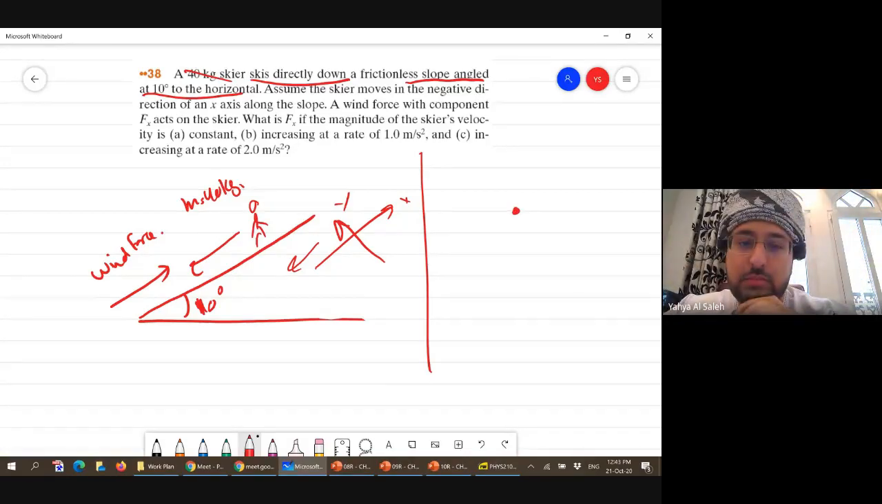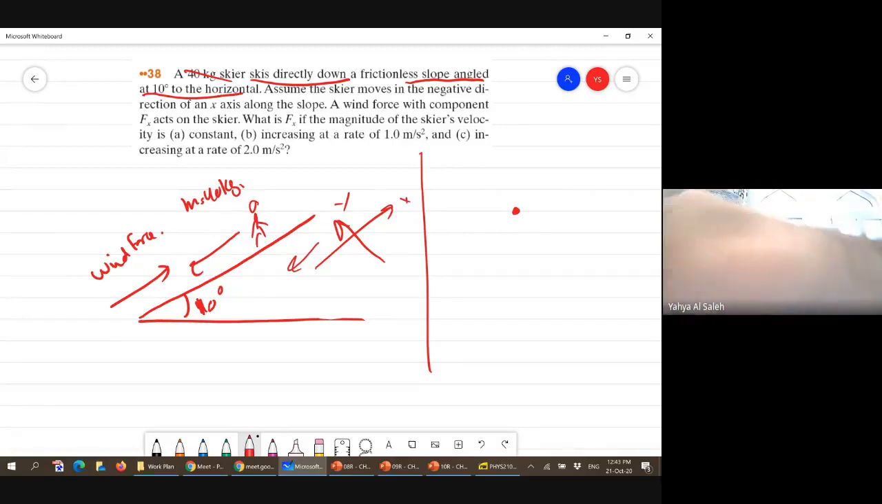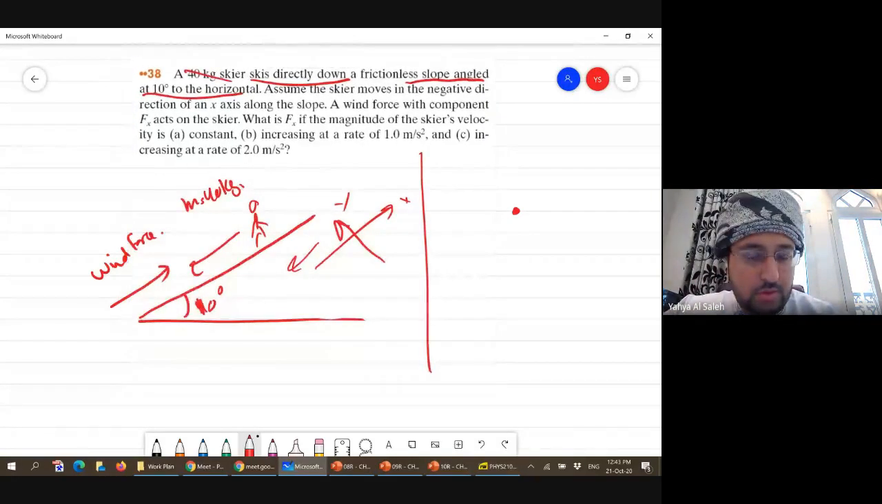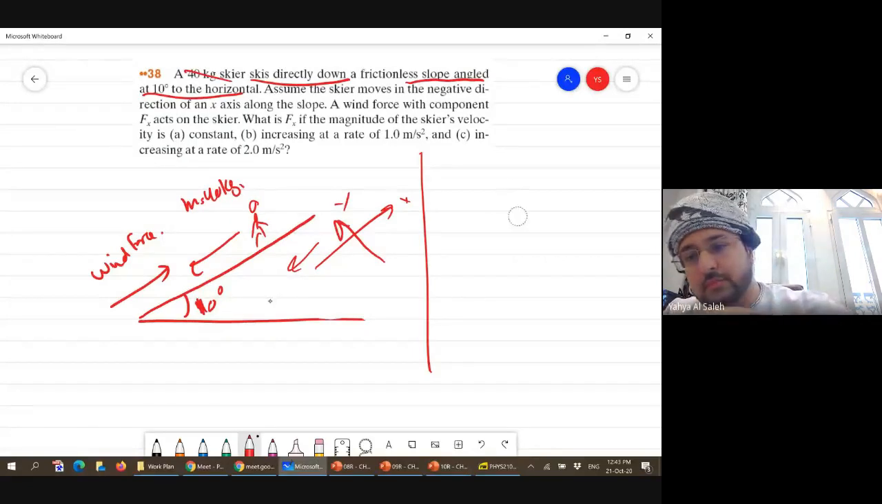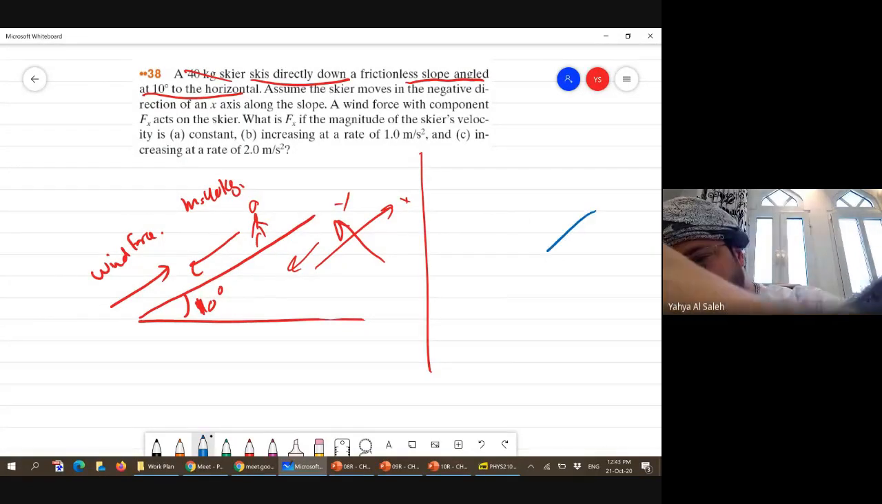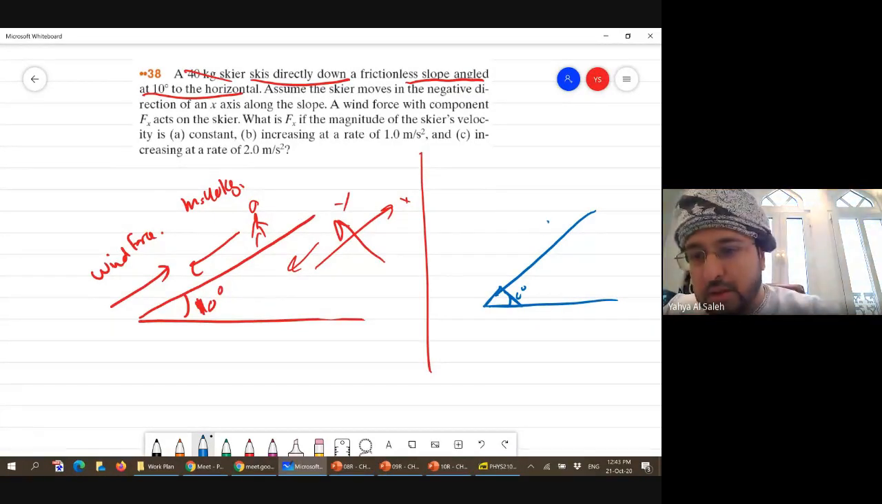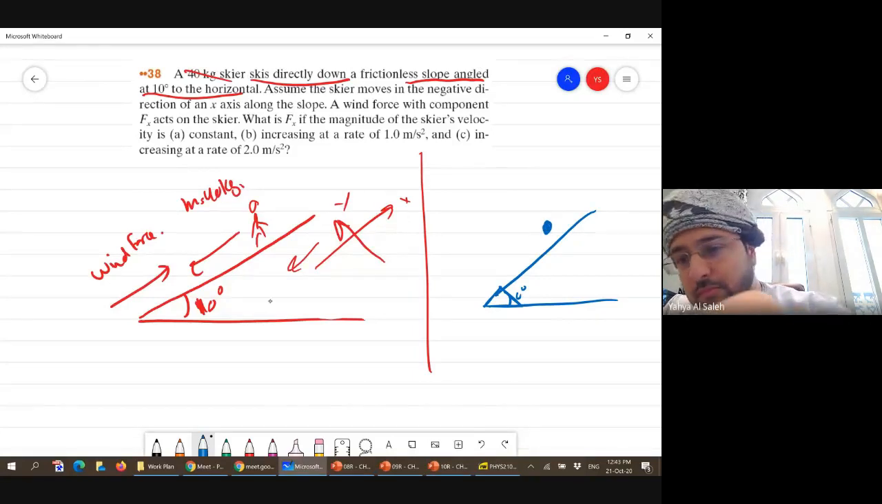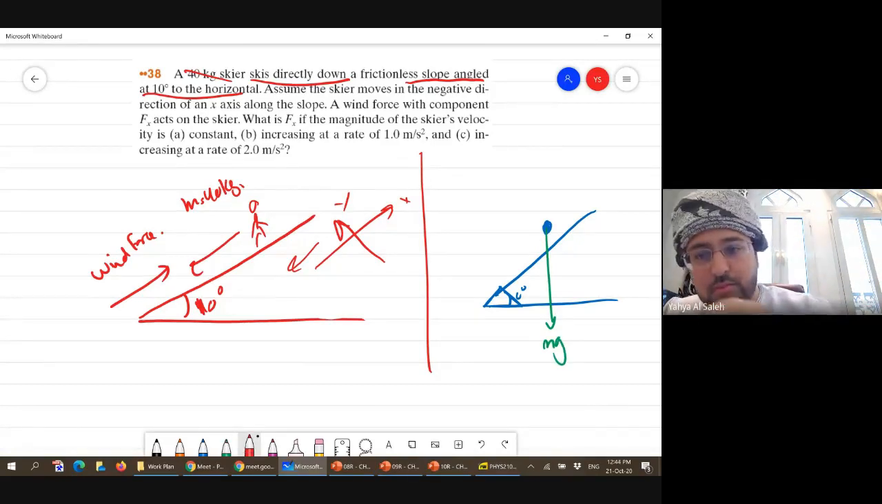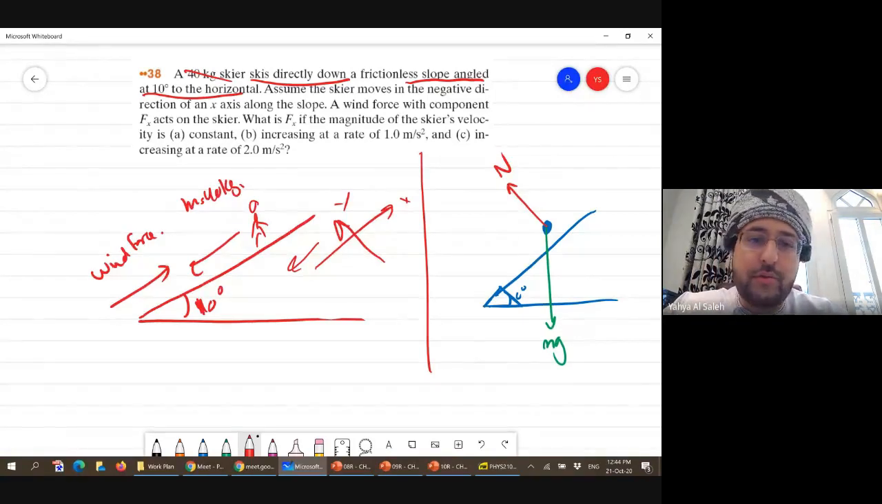This is my person. How should I draw this? Let me draw a hybrid diagram, because that would be easier. Okay, I will have my person like this. I will have mg down, normal force up. There is no friction. And there is a wind, which is Fx, but we don't know if it's plus Fx or minus Fx.